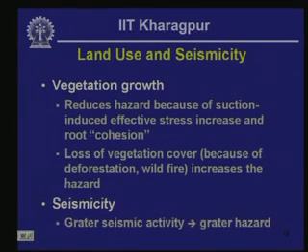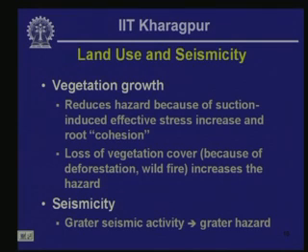The third consideration here is land use and seismicity, and we looked at some of these things already. It is just a repetition of some of the discussions that we had earlier. Vegetation growth, for example, has a very remarkable influence on landslide likelihood in a given area. It reduces landslide hazard because it induces suction. When a tree wants to extract water from the soil, it induces suction, and suction is nothing but negative pore water pressure.